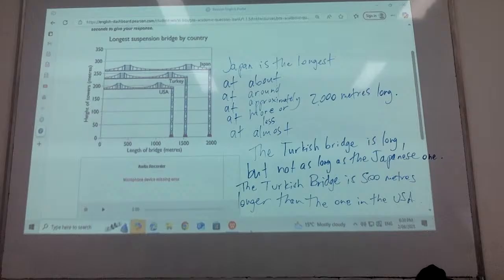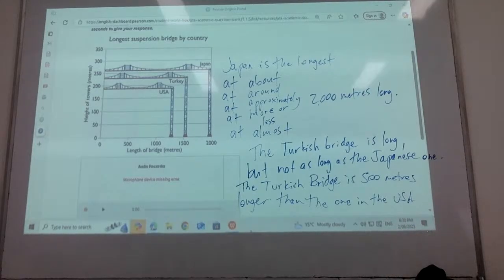Okay, so you can't say the Japan bridge because you're describing. So you need to say the Japanese bridge. The Japanese bridge has the longest than the USA. No, you cannot say that because you need to say the Japanese bridge is longer, not has, because is. You can only say has when you're talking about the meters, maybe, but not really because you're describing.